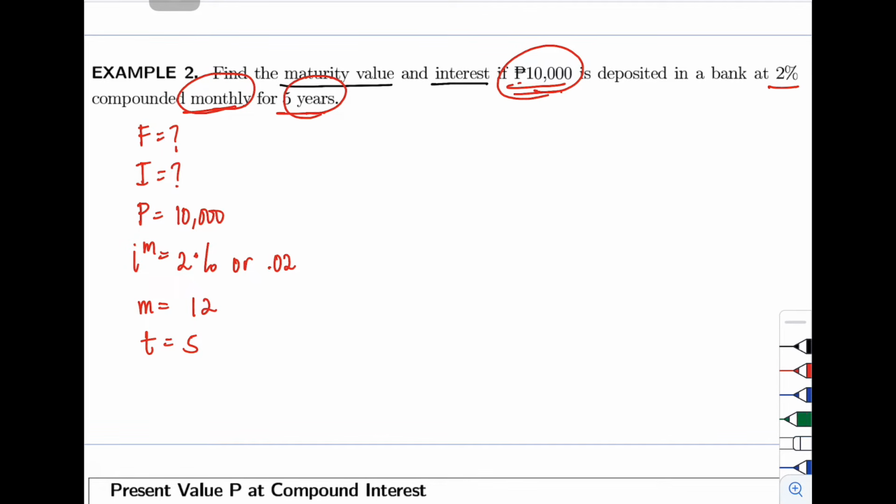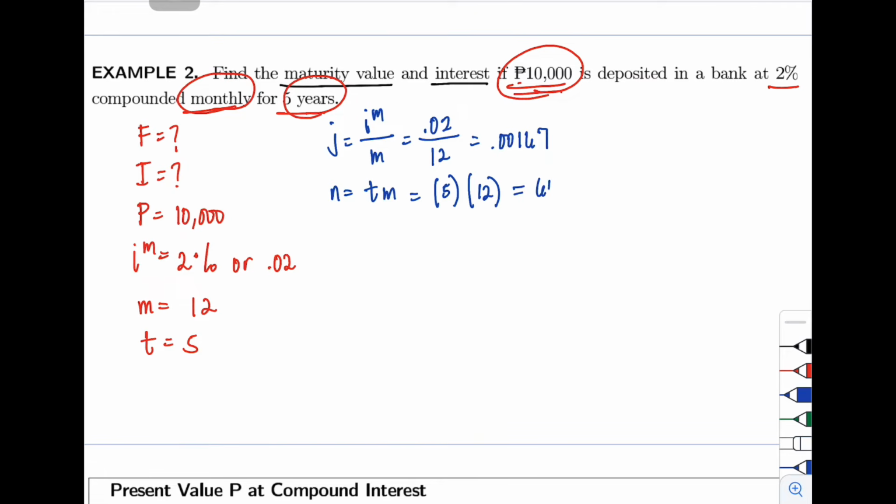Okay, so again, first solve natin si J. Ang J natin is equals to nominal rate over the frequency of conversion. Ang nominal rate natin ay 0.02 over M, which is 12. So, this equals to 0.00167. Okay? Then, ang N naman natin is equals to time times M. Ang T natin is 5. Then, ang M natin ay 12. So, this equals to 60.